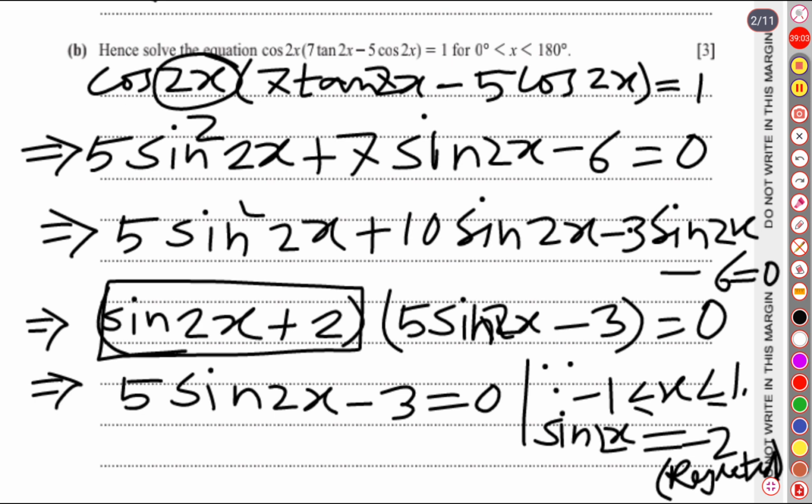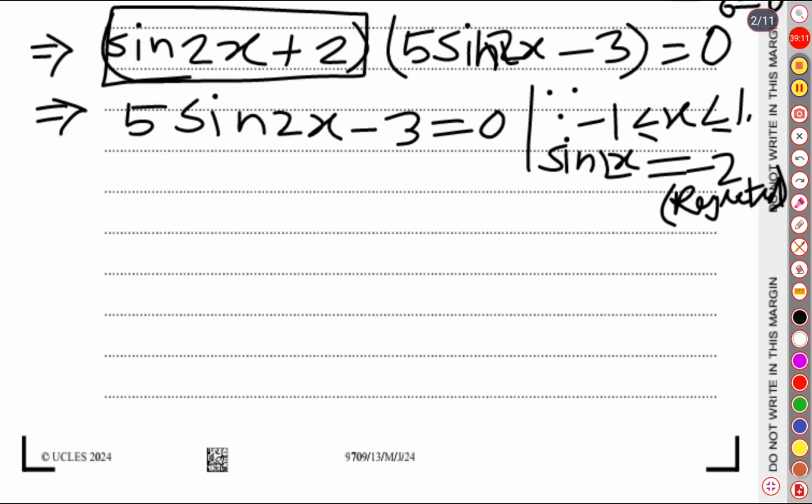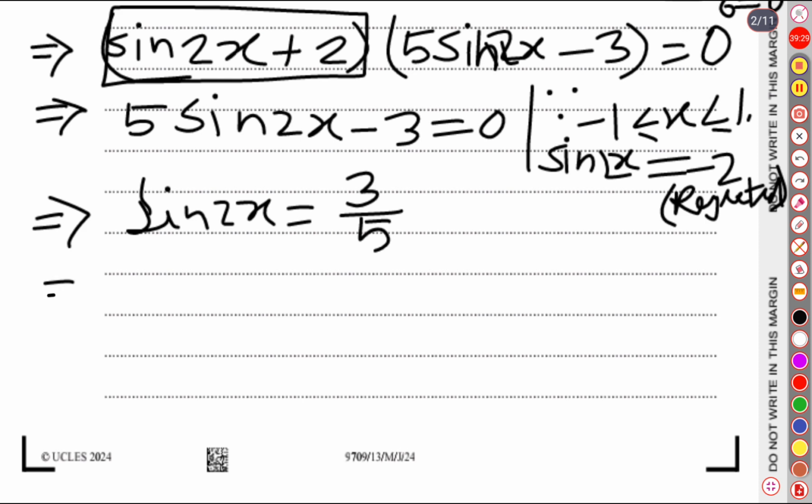Well, let's move on to the lower part of this solution. Already we have rejected one value, so next one is: sine 2x is equal to, if 3 is transposed to the other side, it is going to be positive 3, and if 5 is taken to the right side, it will be 3 over 5. Then our 2x is equal to sine inverse of 3 over 5.